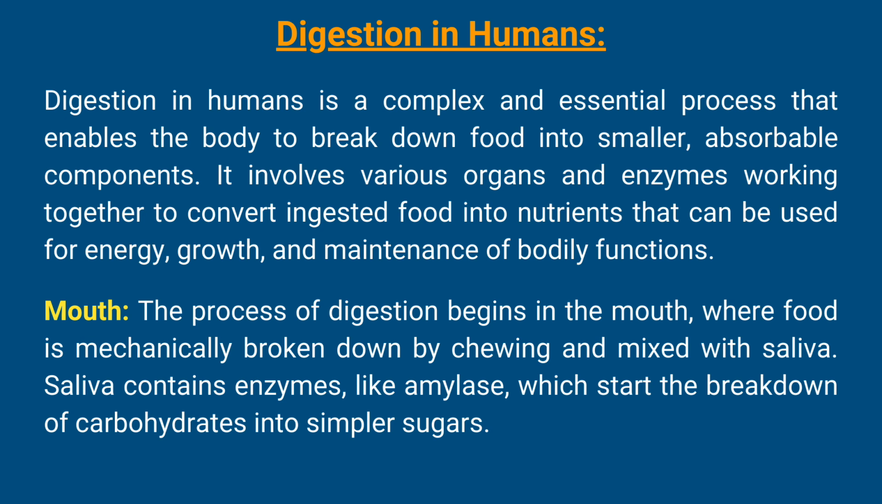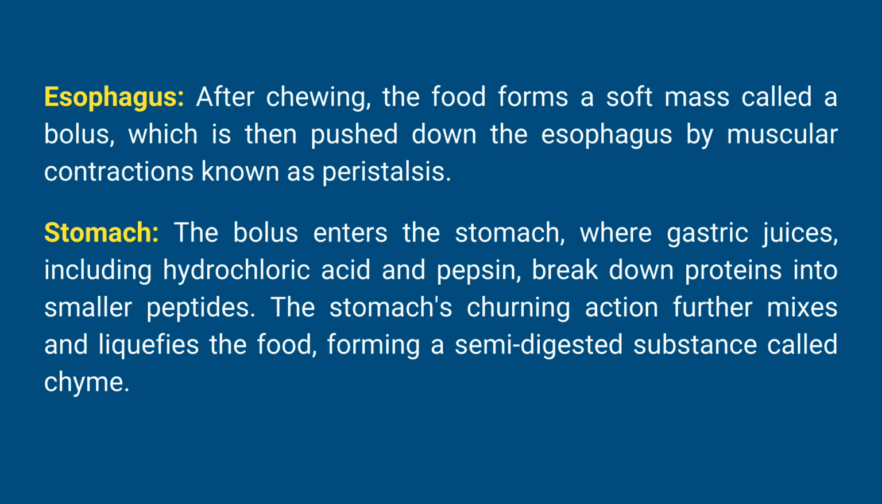Mouth. The process of digestion begins in the mouth, where food is mechanically broken down by chewing and mixed with saliva. Saliva contains enzymes, like amylase, which start the breakdown of carbohydrates into simpler sugars. Esophagus. After chewing, the food forms a soft mass called a bolus, which is then pushed down the esophagus by muscular contractions known as peristalsis.